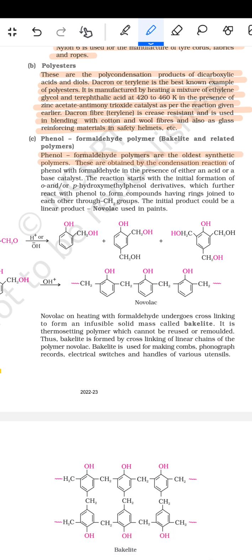These are obtained by the condensation reaction of phenol with formaldehyde in the presence of either an acid or a base catalyst. The reaction starts with the formation of ortho or para hydroxymethyl phenol derivative, which further reacts with phenol to form compounds having rings joined to each other through CH2 groups. The final product could be a linear product called novolac, used in paints.